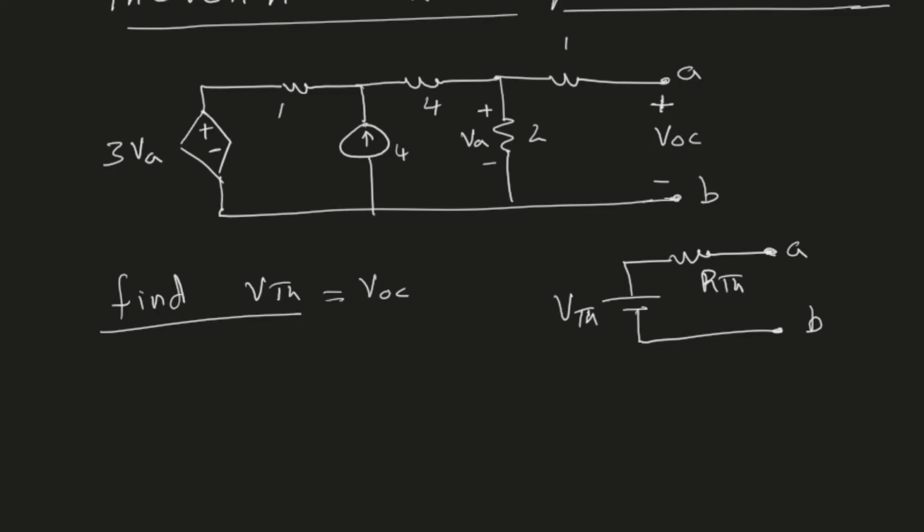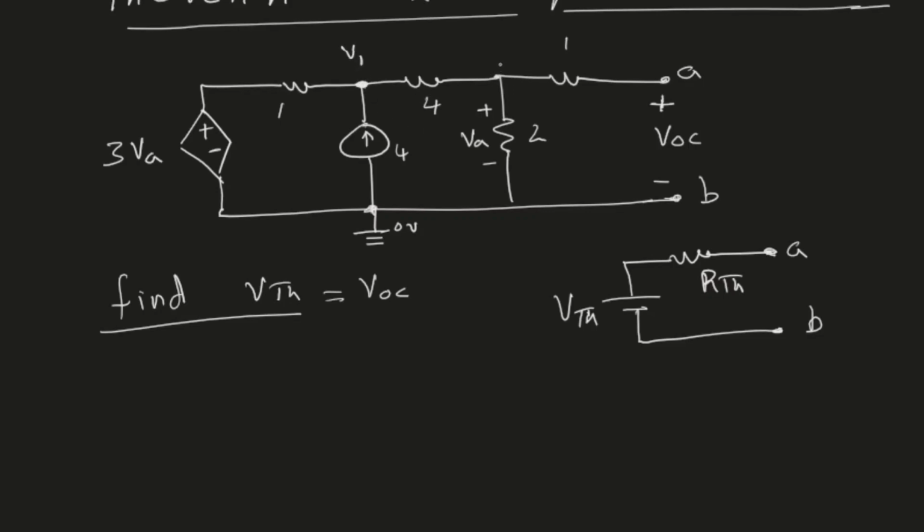To find VTH, I will solve this circuit using nodal analysis. For nodal analysis, please watch my previous video on nodal analysis. So to apply nodal analysis, I will choose a reference node, which is over here. That's our 0 volt. And I will find the other nodes at which we need to find the voltage. So in this circuit, I can see that I have only one node, which is over here, V1.